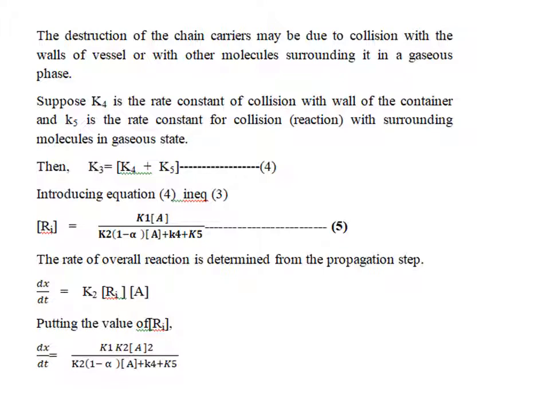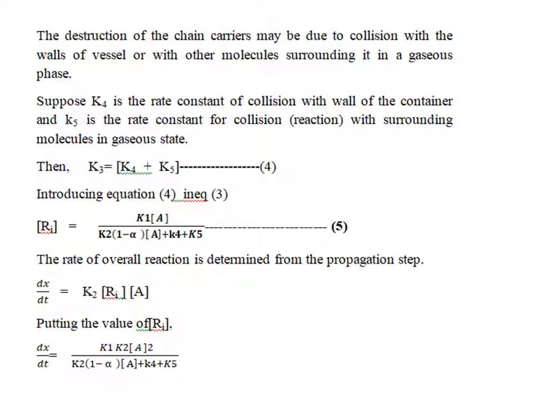Now again, dear students, the destruction of the chain carrier may be due to collisions with the walls of the vessel or with the other molecules surrounding it in gaseous phase. Suppose K4 is the rate constant of collision with wall of the container and K5 is the rate constant for collision with the surrounding molecules in gaseous state. Then we can write K3 equal to K4 plus K5. This is equation number 4.